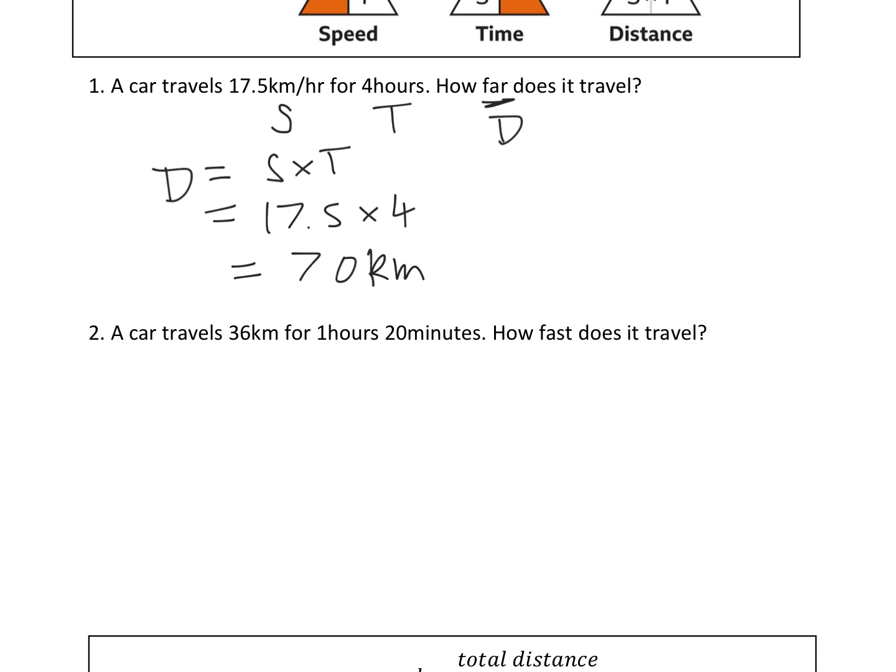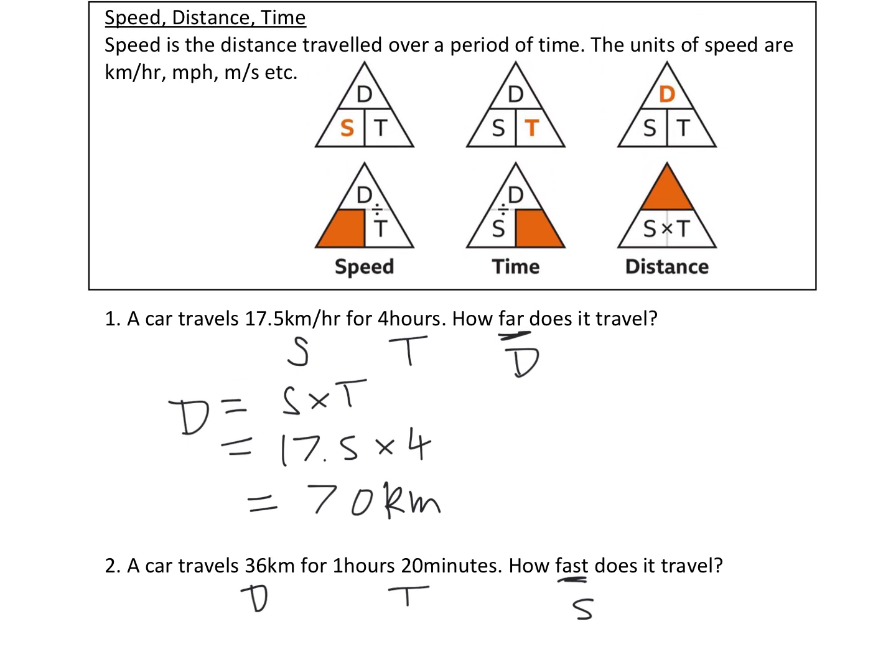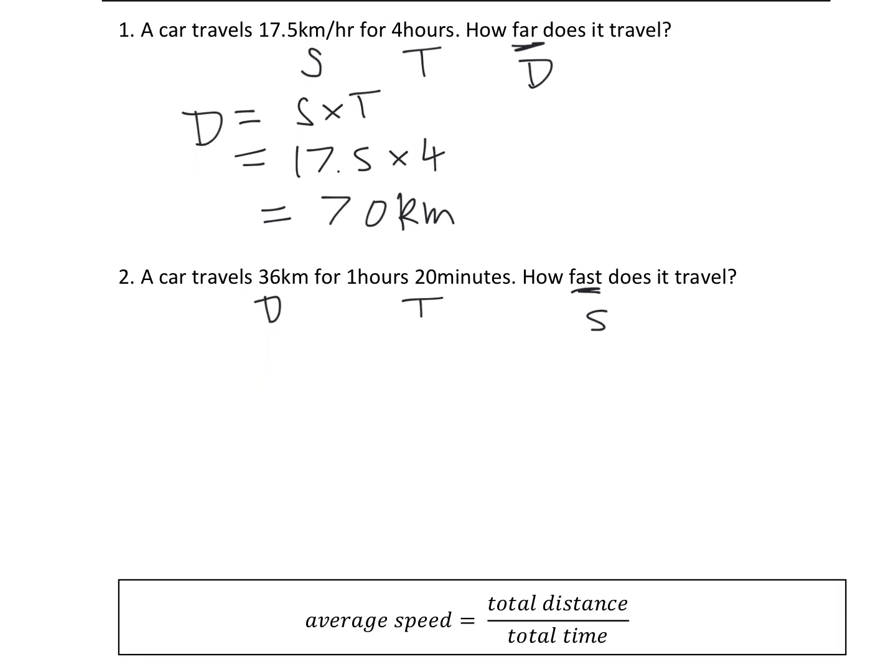Example 2. A car travels 36 kilometers, that's a distance, for 1 hour, 20 minutes, that's a time. We have to work out how fast it goes. We need to find speed. From our triangle, the definition of speed is distance divided by time. How far you travel over a given period of time. So speed is distance divided by time.